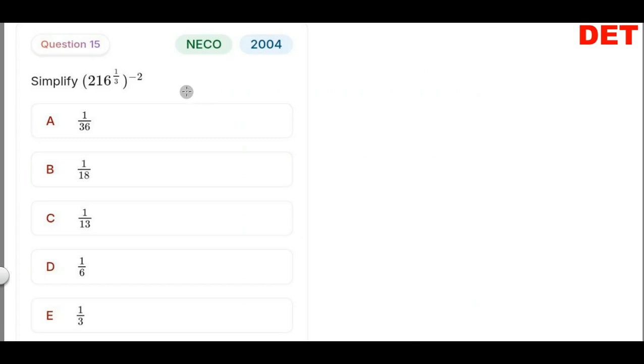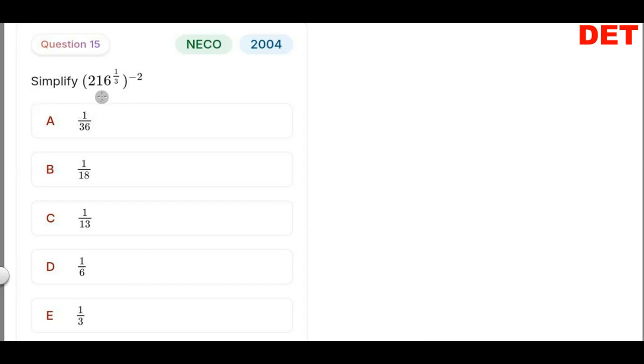Alright, so in this video, we're going to look at this 2004 NECO question, question 15. The question is to simplify (216 raised to the power of 1 over 3) raised to the power of minus 2.